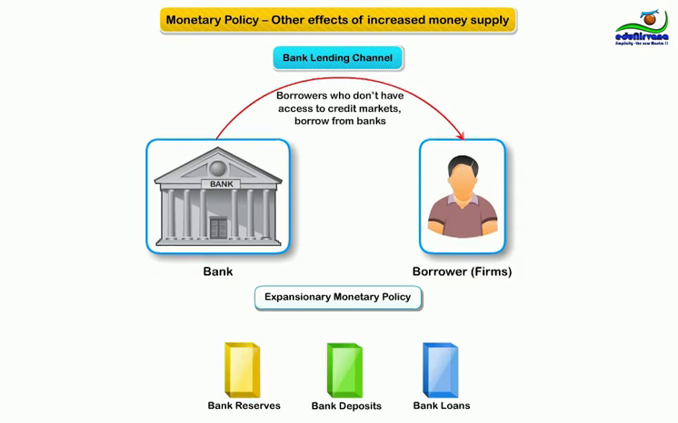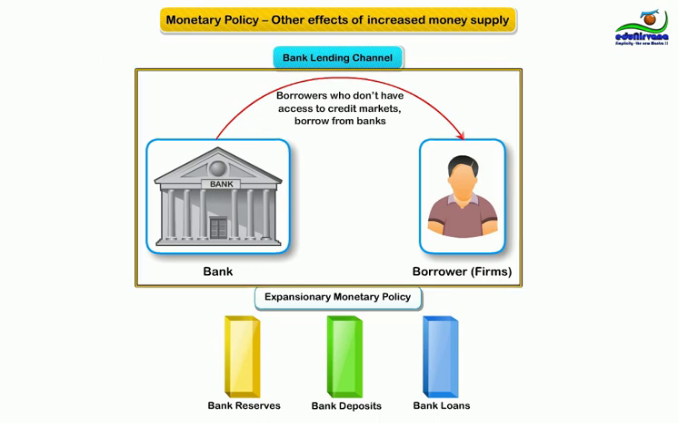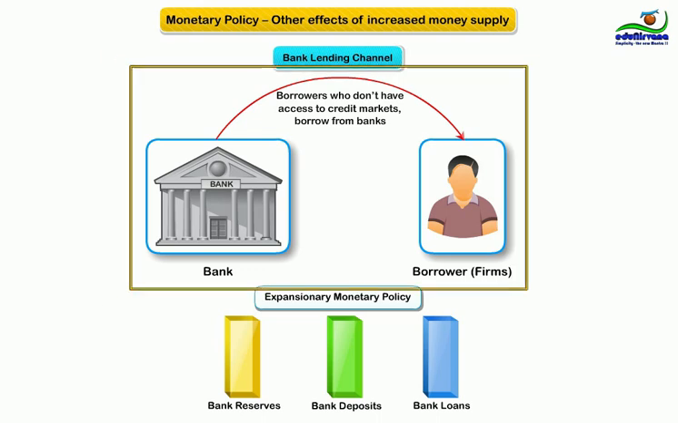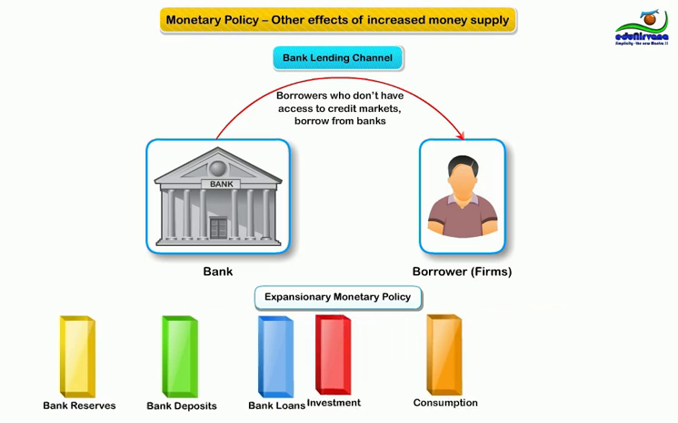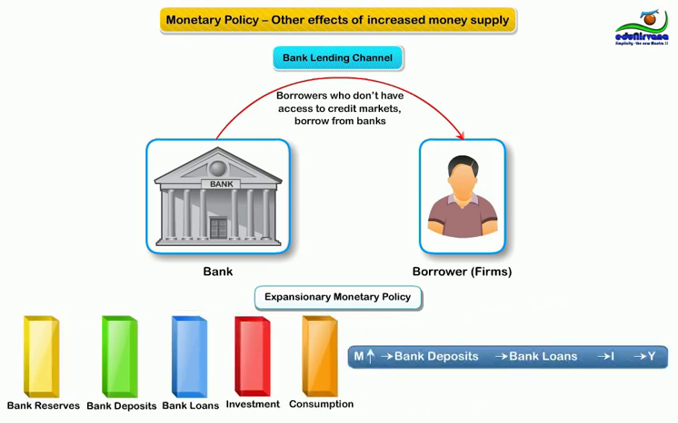Expansionary monetary policy, which increases bank reserves and bank deposits, increases the quantity of bank loans available. Because many borrowers are dependent on bank loans to finance their activities, this increase in loans will cause investment and possibly consumer spending to rise. Schematically, the monetary policy effect is: as money supply increases, bank deposits increase, as a result, bank loans increase, which in turn increases investment and aggregate output.